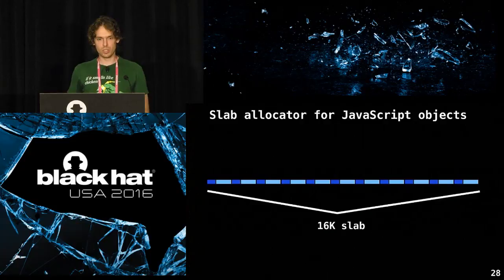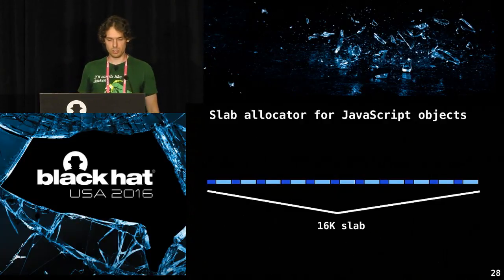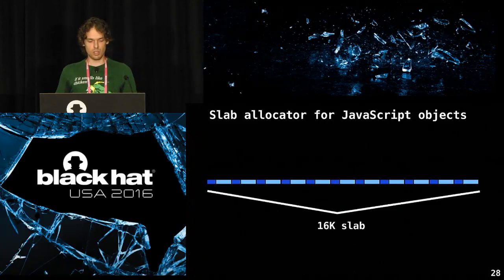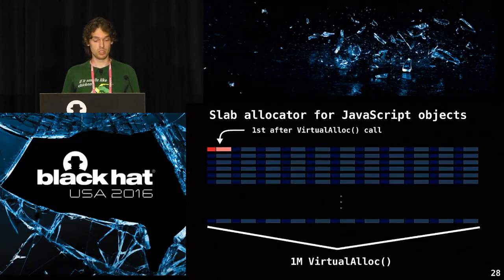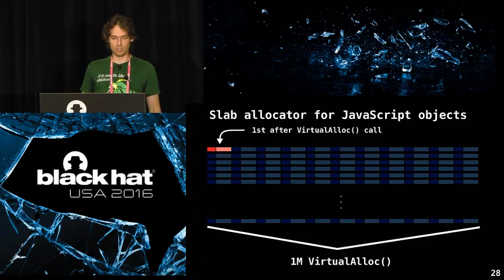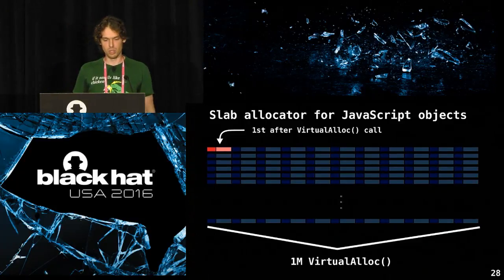So these objects are allocated using a slab allocator. Every pool is 16K in size, but every megabyte there's a new virtual alloc call which allocates an extra megabyte, and which gives us a timing side channel on the first allocated object. This first allocated object happens to be at the 1 megabyte boundary. So there we reduce our entropy.